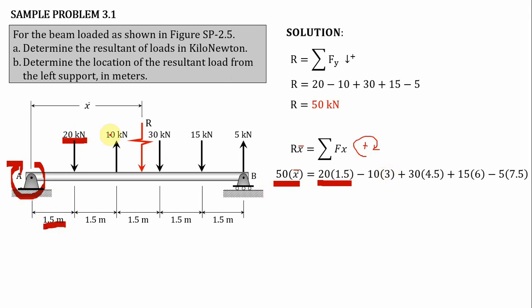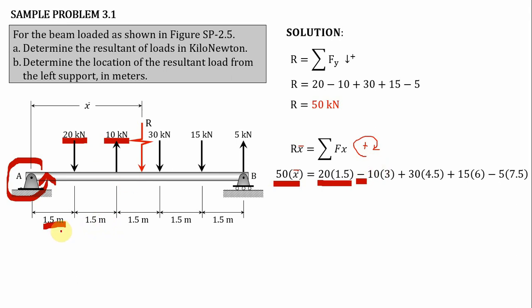Ang next, class, is yung 10 kilonewton force natin, that is going upward. So if we moment at A, it will produce, class, a counter moment at point A. So that's why minus yan. So minus force times distance. So the force niya, class, is 10 kilonewtons times the moment arm.